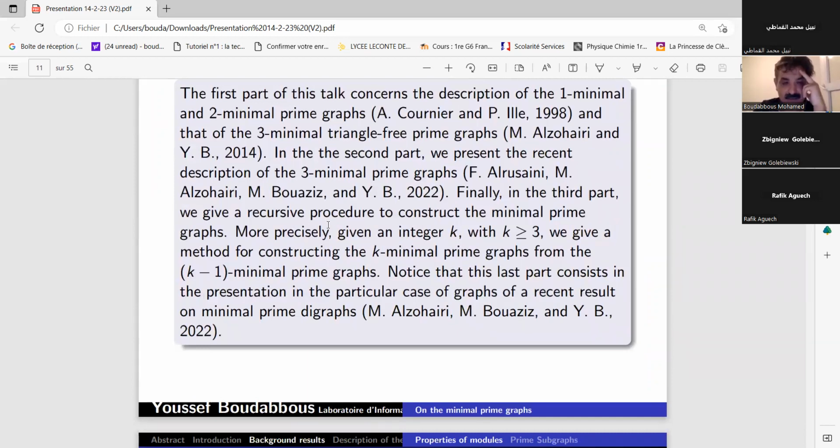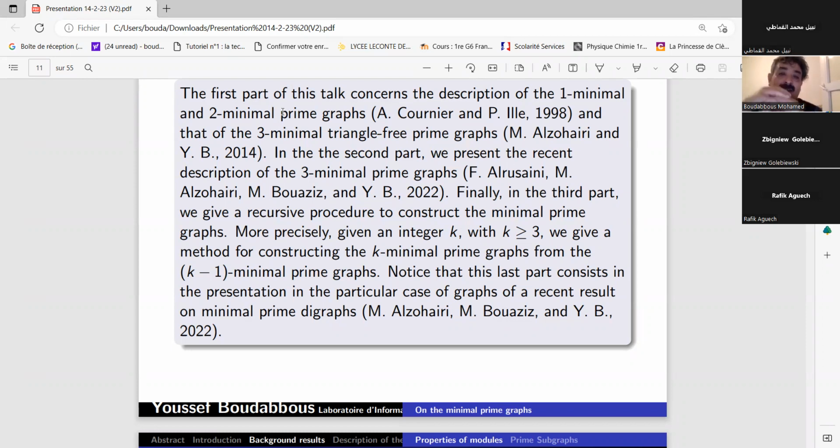As I mentioned, the first part: we present the 1 and 2 minimal prime graph obtained by Hill and Cournier, giving an idea of the sketch of proof. Then the result with Al-Zuhairi on the 3 minimal triangle graph, giving the ideas and the tools of proofs, and we will see the evolution of tools.